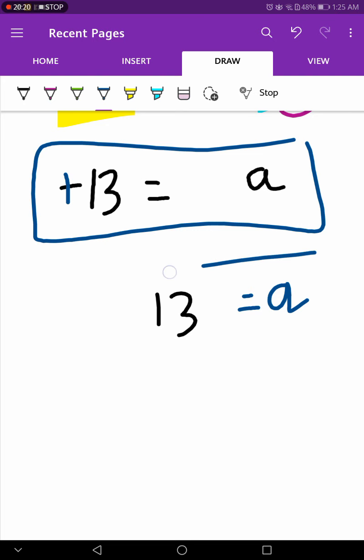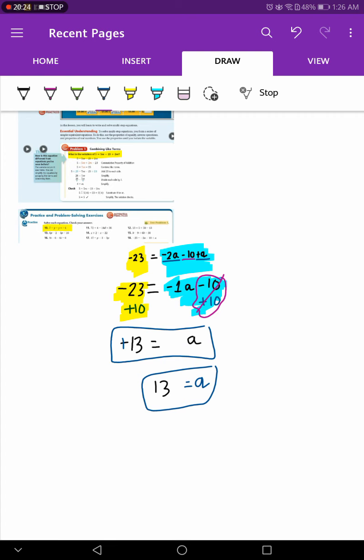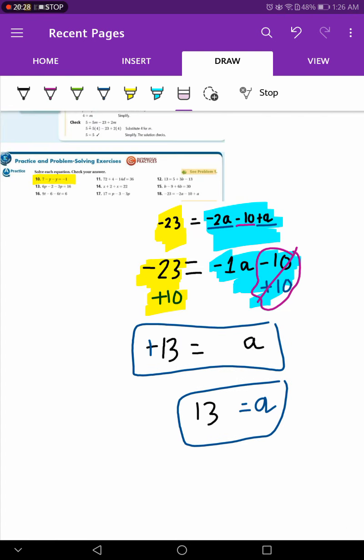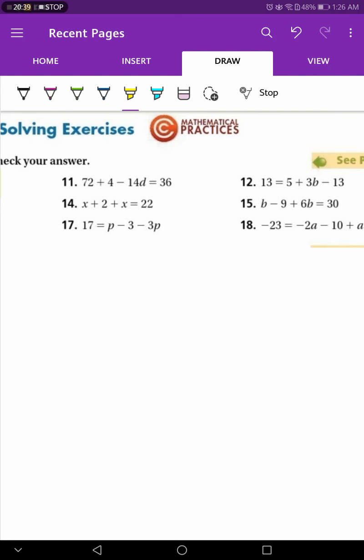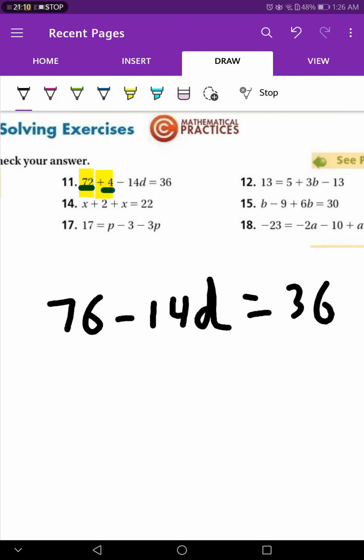on the other side. Okay, my dear student, let us take a fast one. We will only combine the like terms without writing out a solution, adding mentally. For example, here, how many terms do you have? See, it is 1, 2, and 3. Which terms do you have to combine? Yes, only the numbers: the 72 and the 4. And this equals 76 minus 14d equals 36. You see, I just add those numbers.